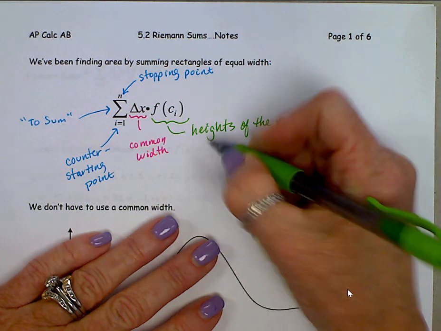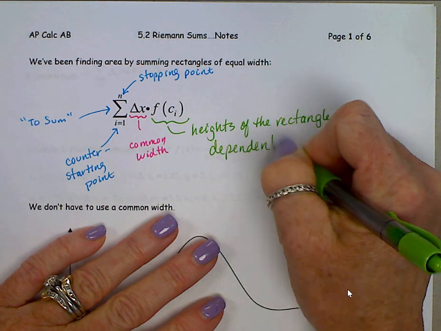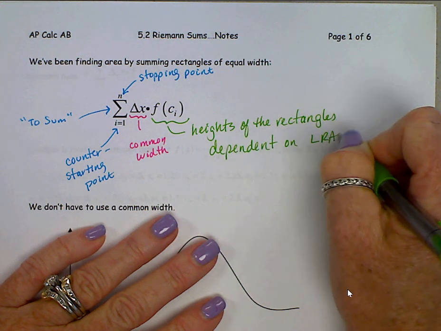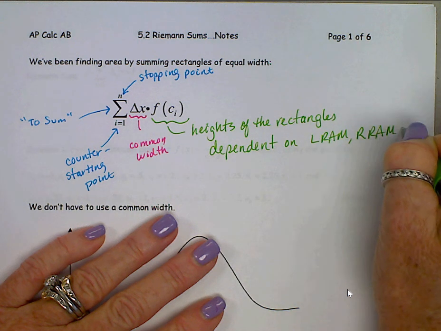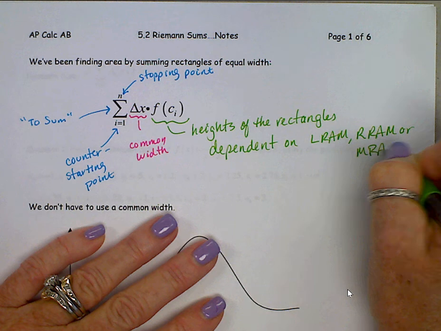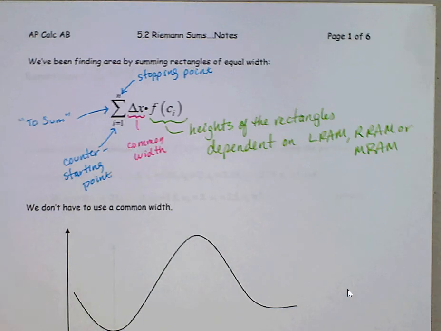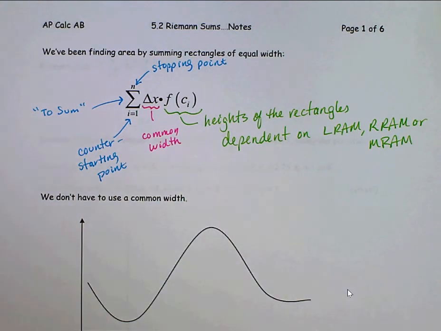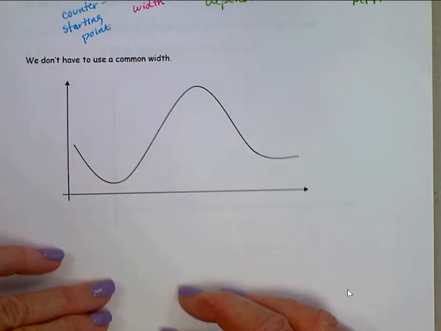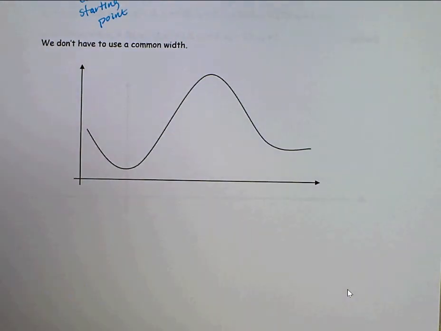Which was dependent on LRAM, RRAM, or MRAM. So when we first started summing rectangles, we made them all be the same width. But these rectangles don't have to be a common width. We can make some of them very skinny or some of them very wide.